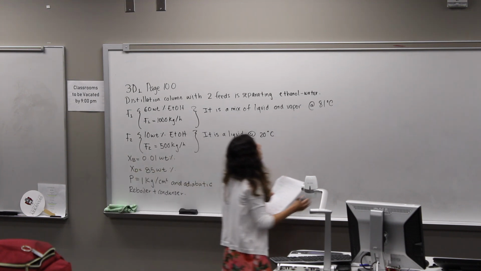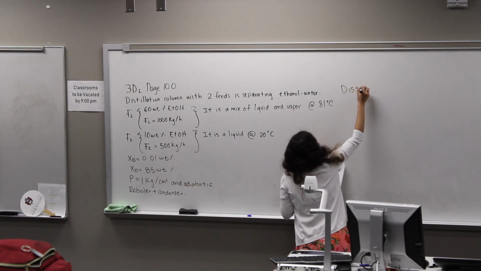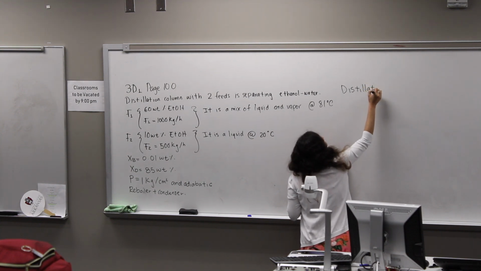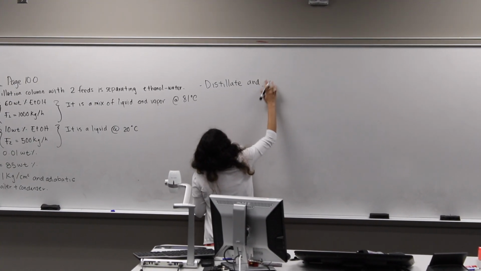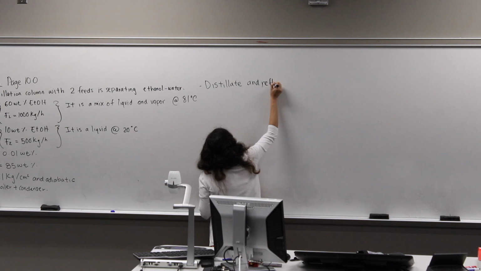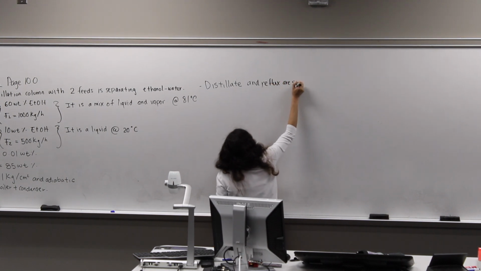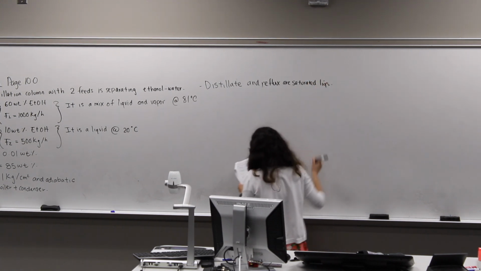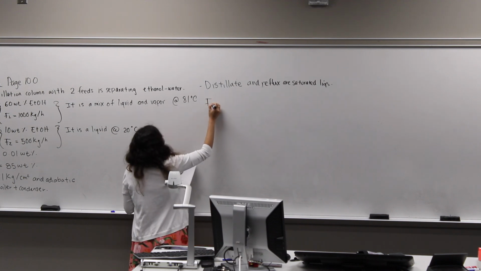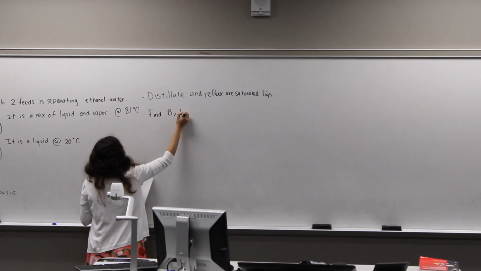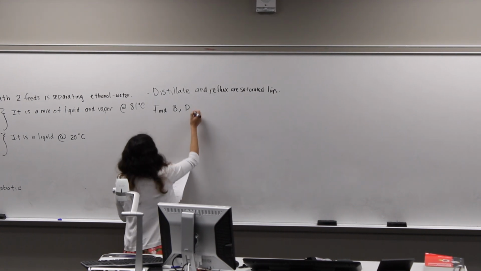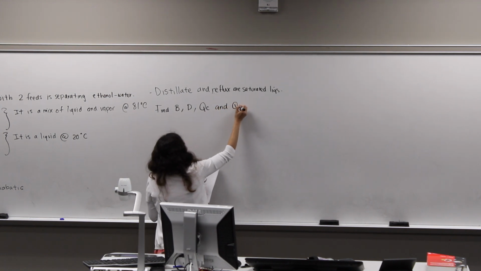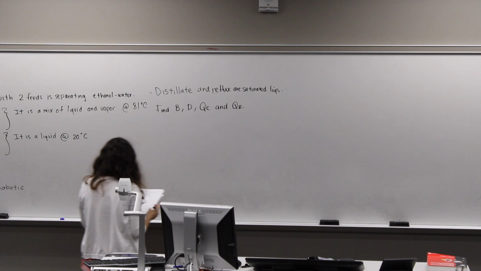I know that the distillate and the bottoms are saturated liquids. And I want to find the flow rate of the bottoms and of the distillate. I want to find the cooling load for the condenser. I want to find the heating load for the reboiler.